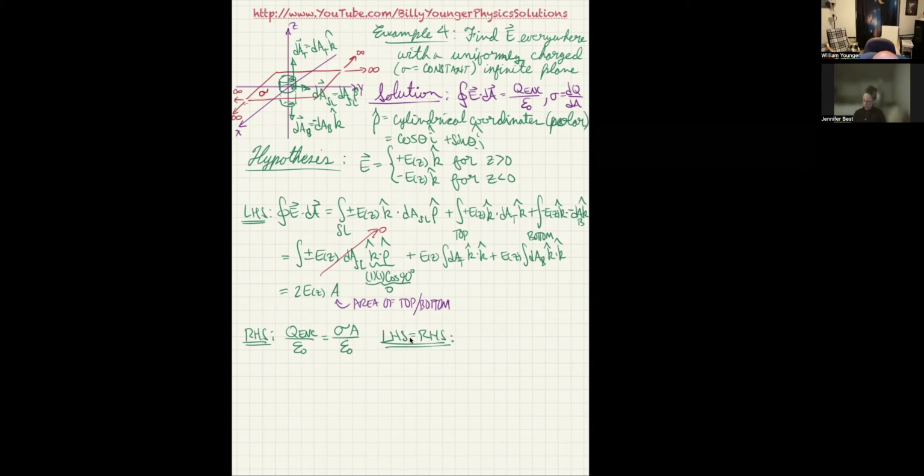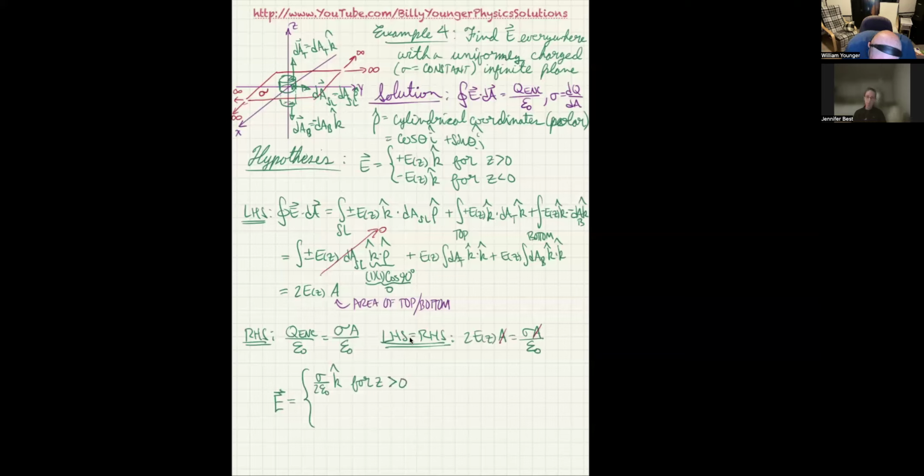And from that, I get 2E of Z A is equal to sigma A over epsilon naught. And you can see the A's cancel out. And lo and behold, we get the electric field E is equal to, from our original hypothesis, sigma over 2 epsilon naught k hat for Z greater than 0, and negative sigma over 2 epsilon naught k hat for Z less than 0.